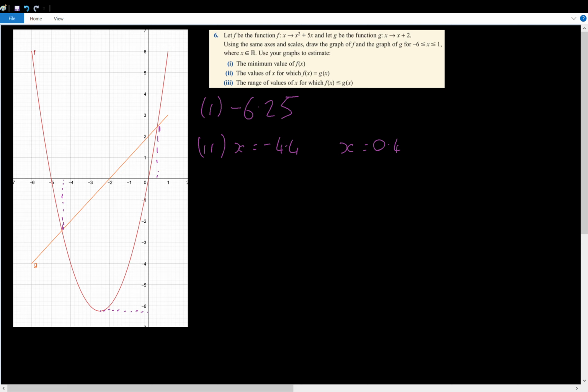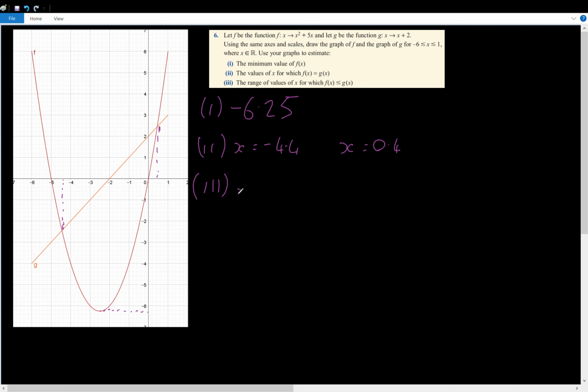And the last bit we're asking in this question is for the range of values of x for which the f of x is less than or equal to the g of x. F of x is our curve, and it is less than the g of x when it is beneath our line. So what we're going to do is we need to get values of x where the curve goes beneath the line. And for that, we're just putting a range together.